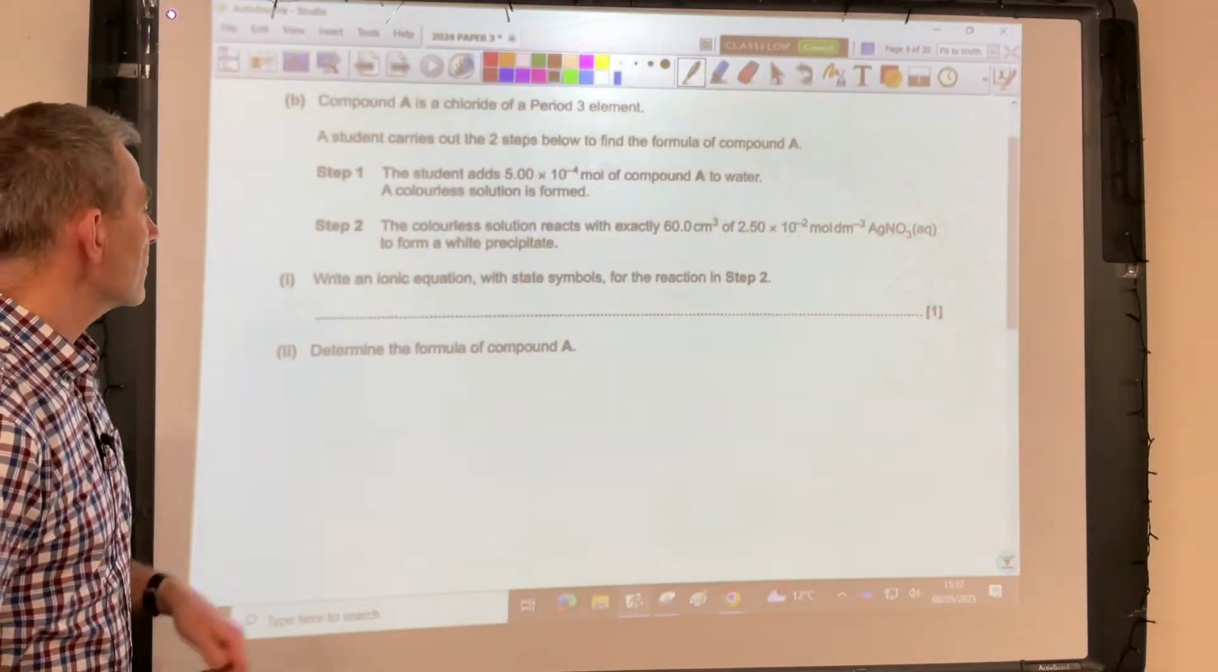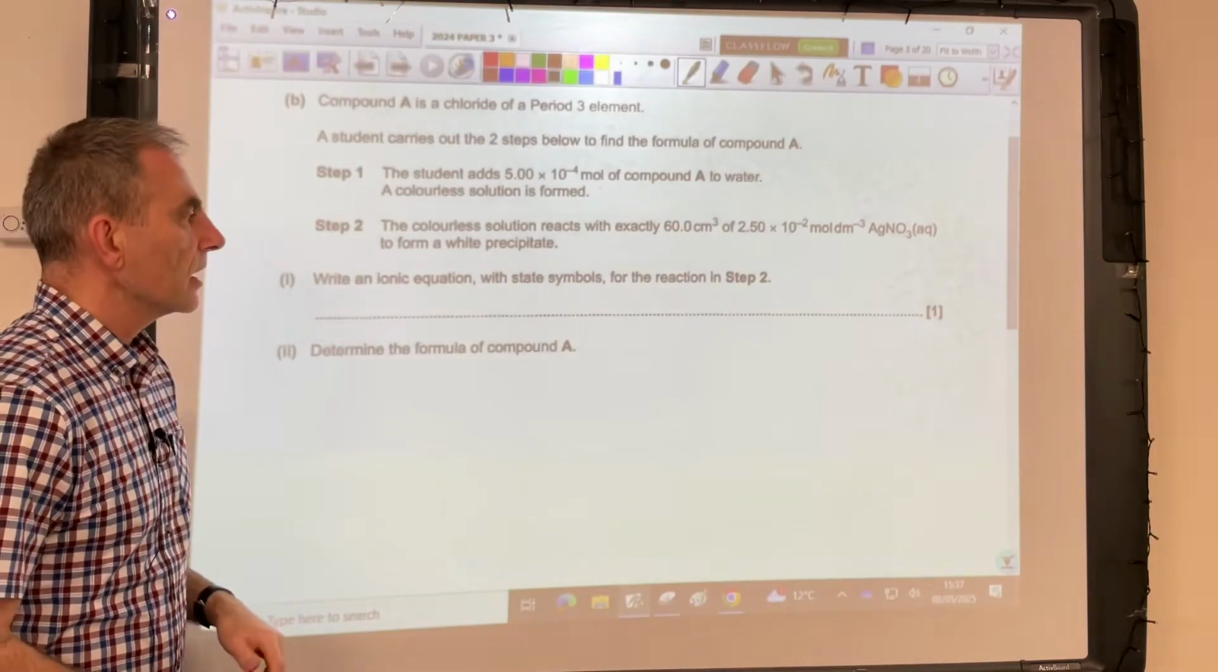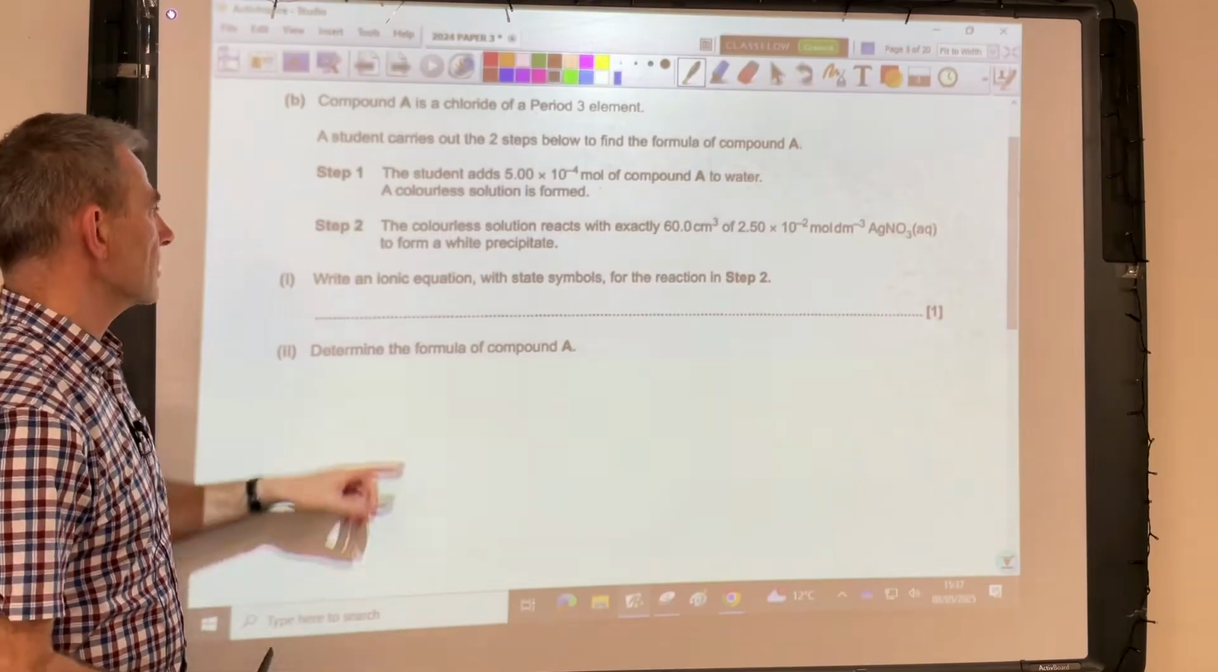Moving on to part B. So the first thing we'll do is write the ionic equation with state symbols. Don't forget those for the reaction in step 2. So what's happened in step 2?